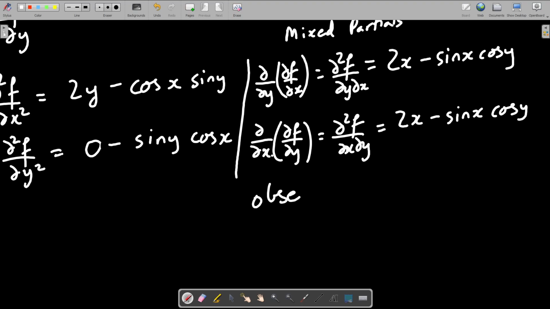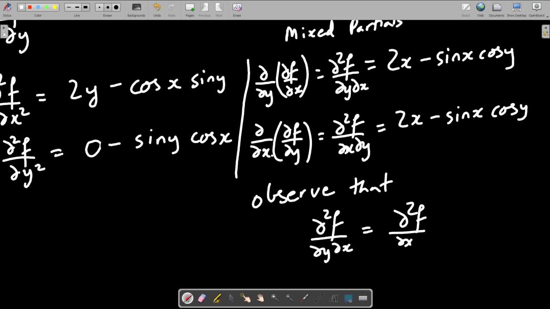Observe that these two quantities are equal. So it didn't matter whether I took the derivative with respect to x first or y first, the quantity came out the same. So let me try one more function now. Practice, we will do one more.